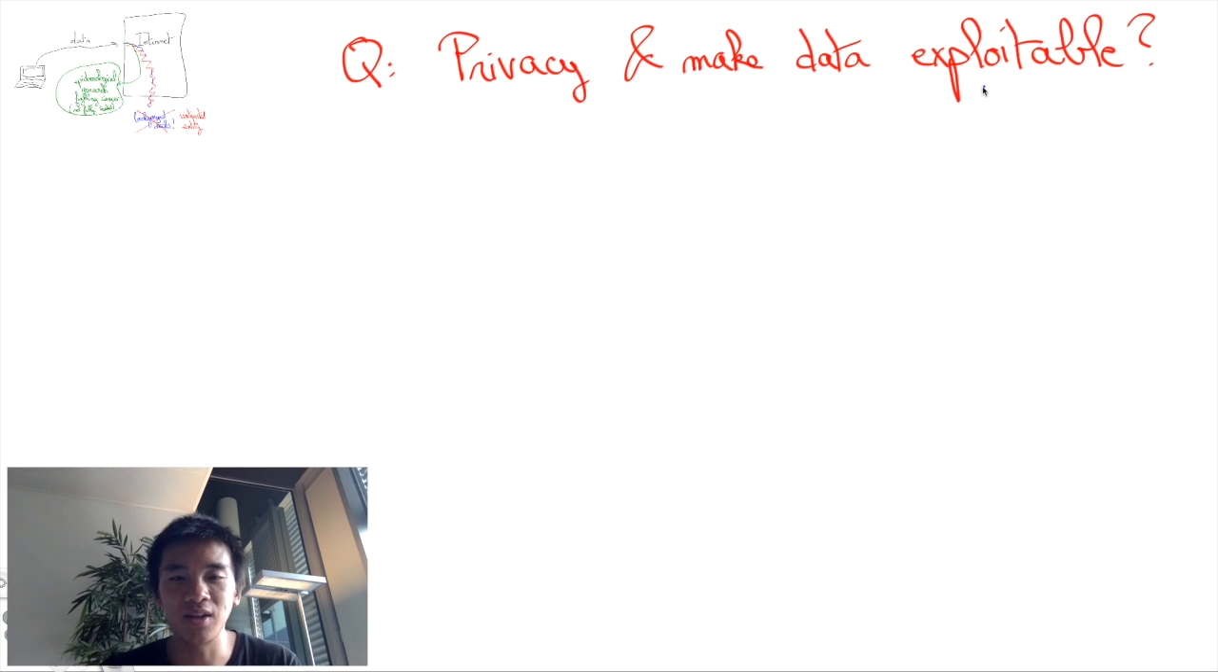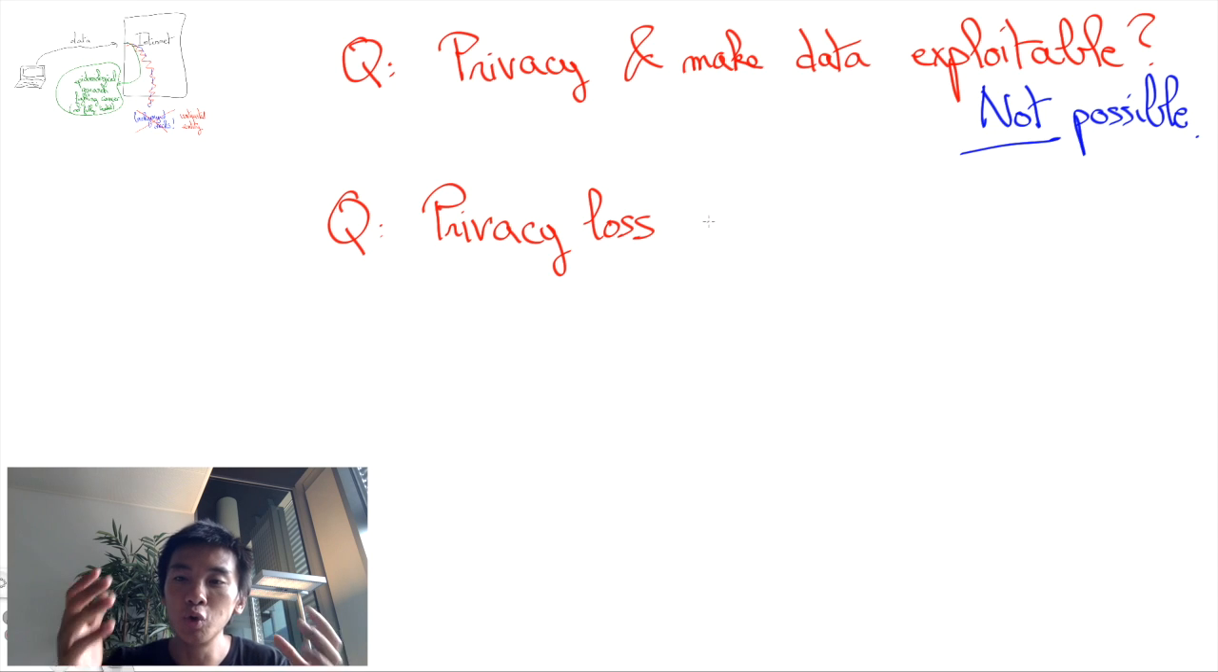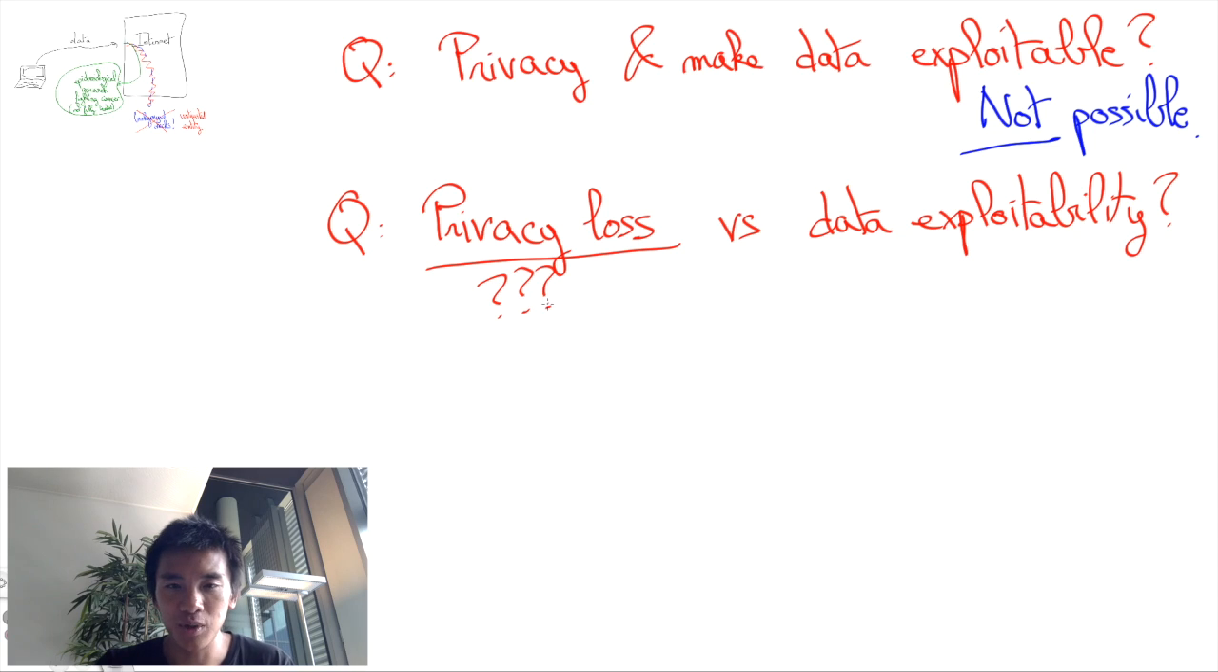Of course, the answer is no. So the next best thing is a trade-off question. How much privacy needs to be sacrificed in order to obtain some useful exploitable results? And this question itself leads to another question, namely, how can we quantify a loss of privacy? This is actually precisely the question that differential privacy provides an answer to.